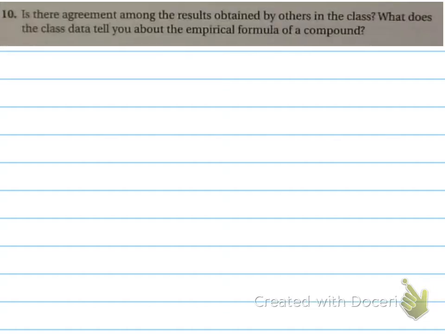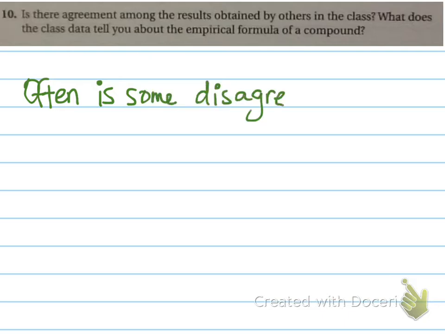Number 10, is there agreement among the results obtained by others in the class? What does the class data tell you about the empirical formula of a compound? Well, you're going to have agreement, right? Because everybody's using the same data. But in a real circumstance, there often is some disagreement. So use that information and come up with a way to answer this, okay? So again, what that suggests is this isn't the easiest lab to do.